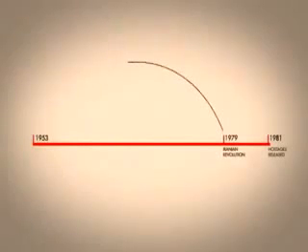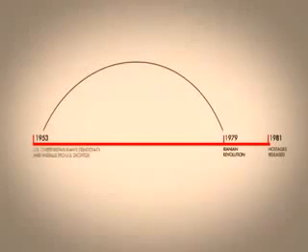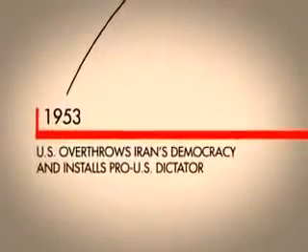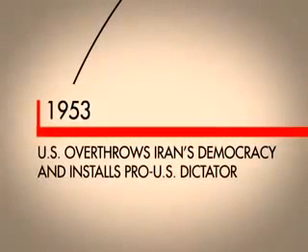But to really understand, we have to go back to 1953, which is where the story begins for most Iranians. This was the year that the US overthrew Iran's democracy and installed the Shah, a pro-US dictator.